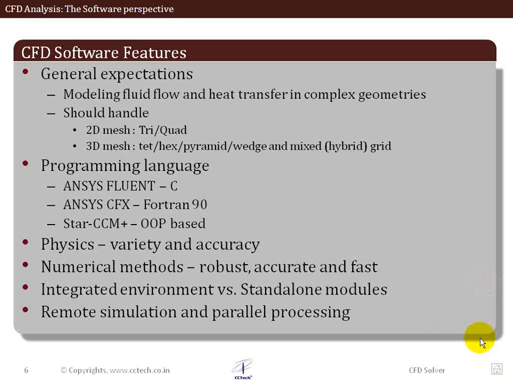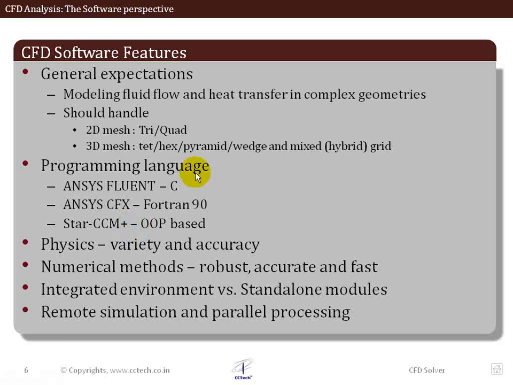Some of the features, how you can characterize a given software is also about the programming language in which it is written, because that's very helpful, especially if you're looking for customization. So we are looking at ANSYS Fluent, which is written in C programming language, CFX, which is written in Fortran 90, and we have Star-CCM+, which is another very popular commercial code, which is written in an object-oriented programming based language. Now this can be like C++ or even Java or C Sharp, .NET, but you can do some customization in Star-CCM+ using Java applets.